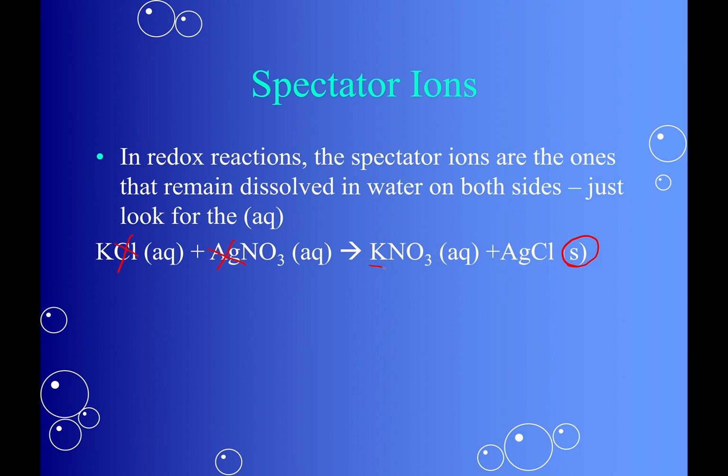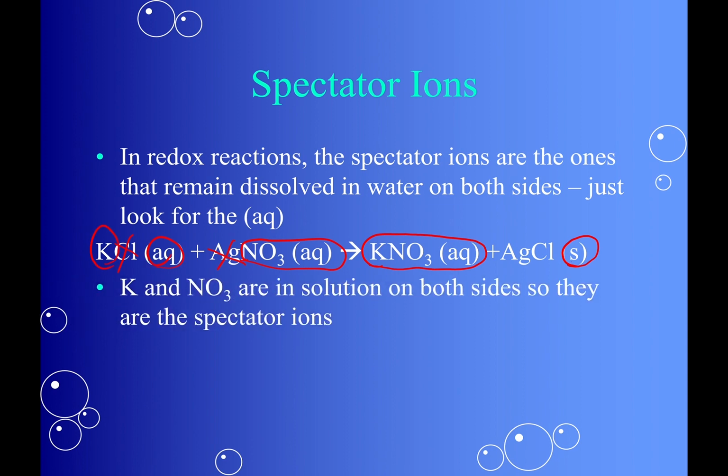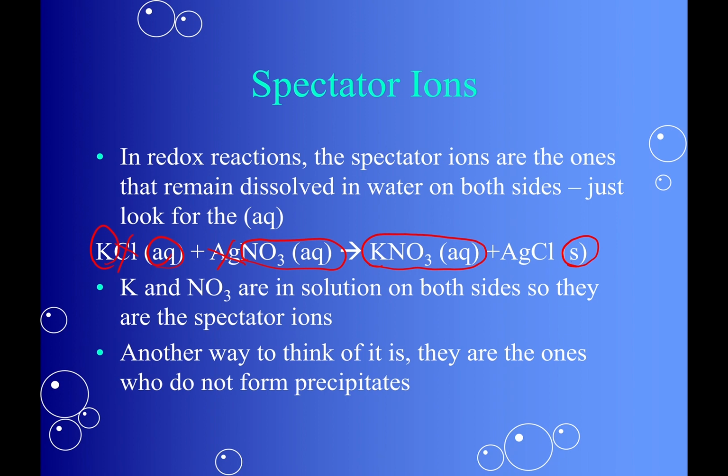But the potassium nitrate does stay in the aqueous form on both sides. So potassium and nitrate will be the spectators in this reaction. Really, anything that doesn't form the precipitate is going to be a spectator.